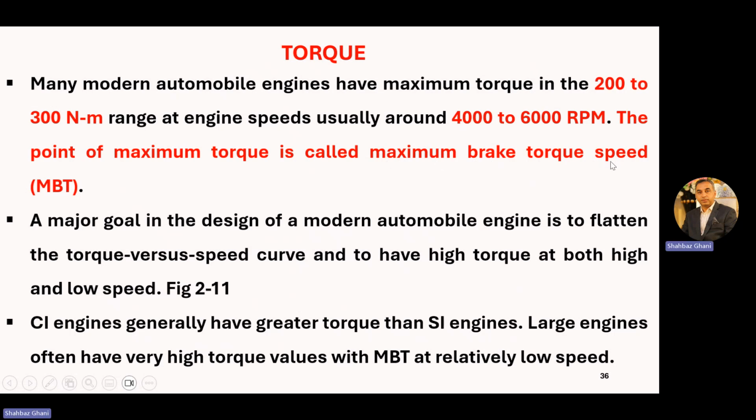A major goal in the design of a modern automobile engine is to flatten the torque versus speed curve and to have high torque at both high and low speed. CI engines, the compression ignition engines, generally have a greater torque than SI engines. Larger engines often have very high torque values with maximum brake torque speed at relatively low speed.